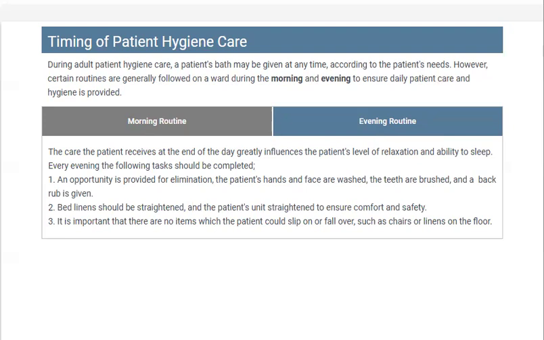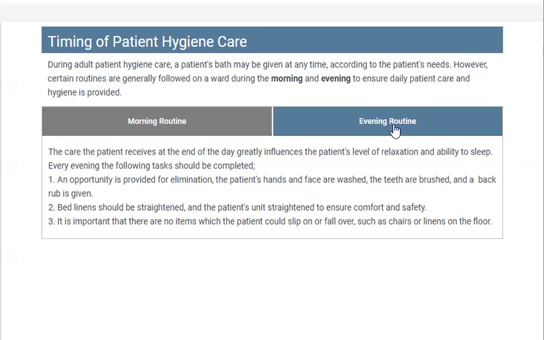2. Bed linens should be straightened, and the patient's unit straightened to ensure comfort and safety. 3. It is important that there are no items which the patient could slip on or fall over, such as chairs or linens on the floor.